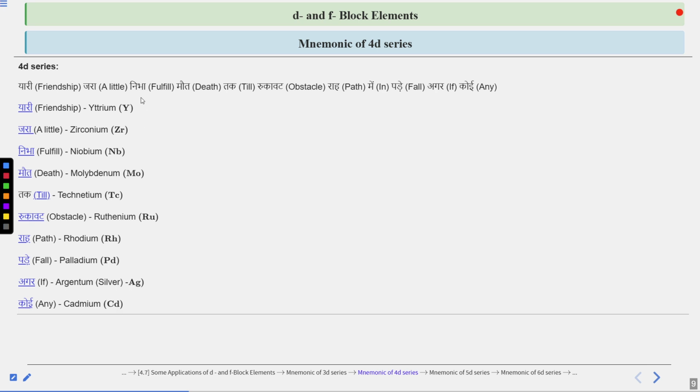Okay, so this is how you can learn the pattern, or you can learn the elements coming in the 4D series successively after remembering this mnemonic of 4D series. Okay, so यारी जरा निभा मौत तक, रुकावट रहा पड़े अगर कोई. Yttrium, zirconium, niobium, molybdenum, technetium, ruthenium, rhodium, palladium, argentum or silver, and cadmium.